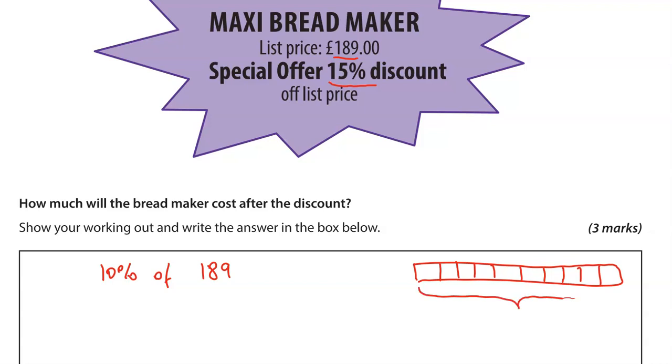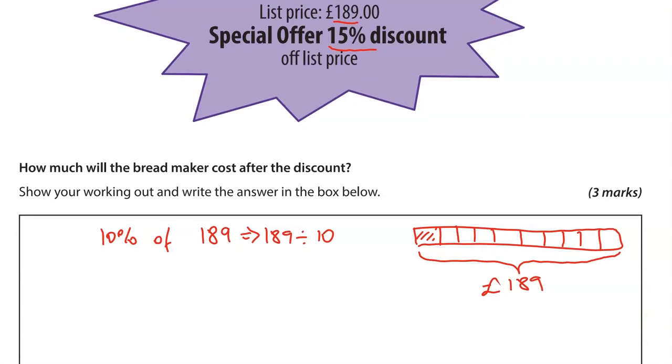If this represented £189 in total, this would be 10%, so 1/10. So if I divide 189 by 10, it should give me 10% of it. You've probably heard of moving the decimal point, in this case to the left as we're dividing and the number is getting smaller. Or you could just do 189 divided by 10.